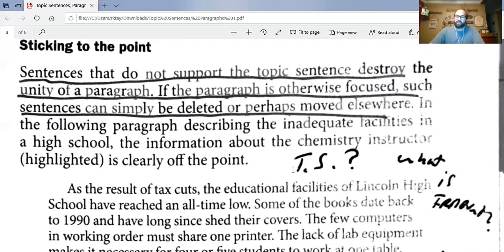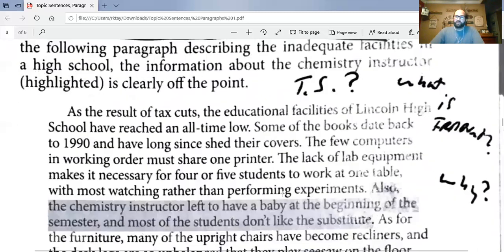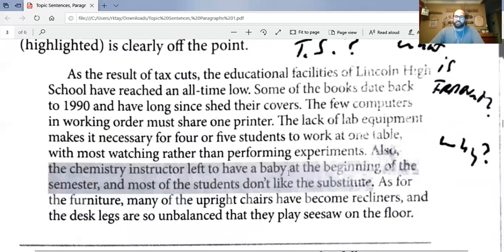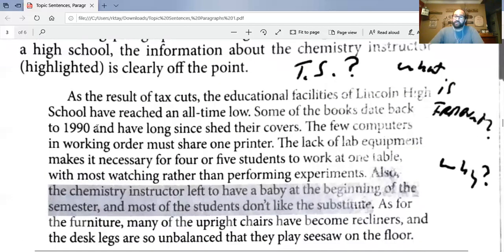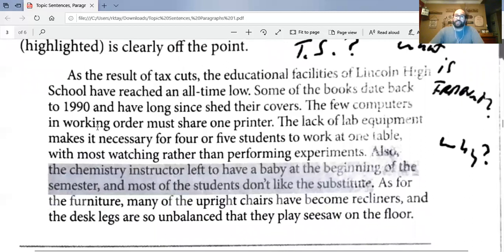If we look at this paragraph here, we can see the topic sentence, and we can see this also highlighted here. The paragraph starts off, "As the result of tax cuts, the educational facilities of Lincoln High School have reached an all-time low." So this paragraph should only talk about the educational facilities at Lincoln High School as it pertains to tax cuts.